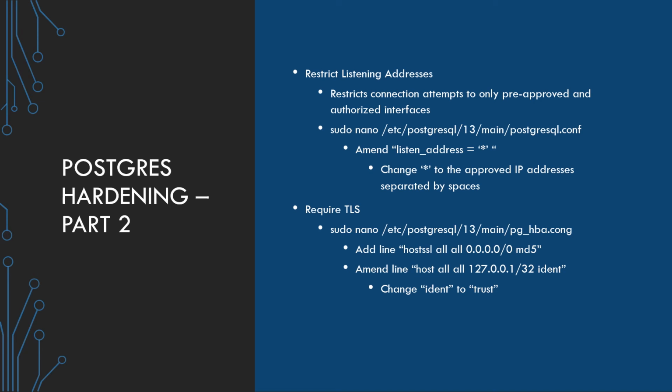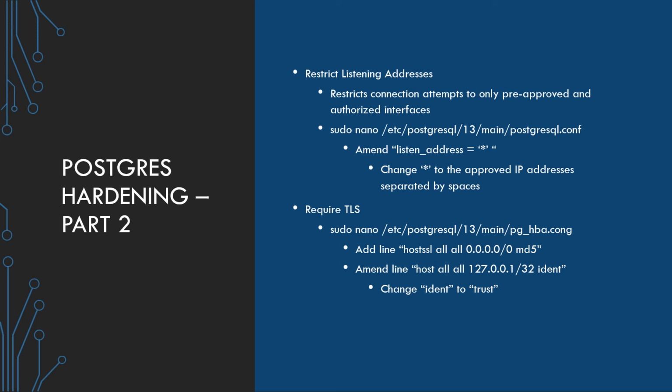So restricting listening addresses means that your Postgres is listening for connections, but it's only listening for connections from XYZ IP addresses, say subcontractor 1, head office 2, and the office manager's home office 3. And that's all done through the Postgres configuration file.